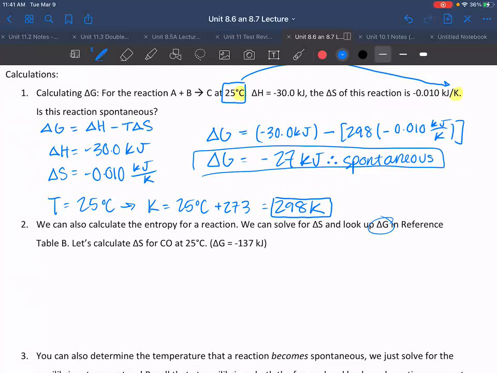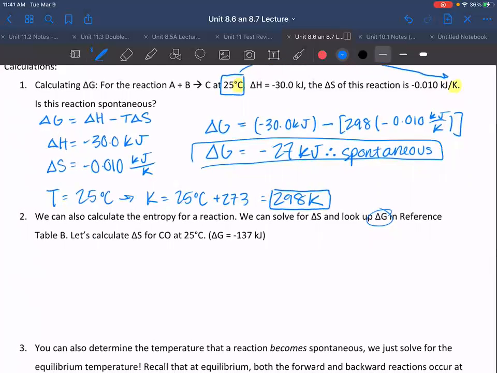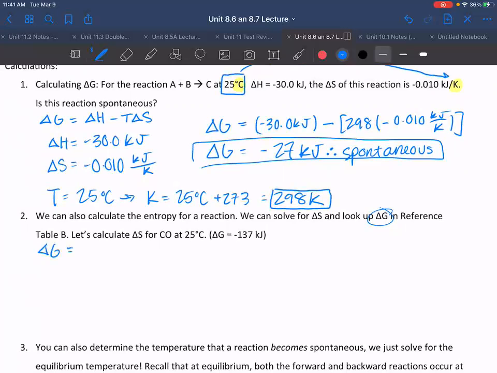So first thing we're gonna do is rearrange the equation solving for delta S. So we have delta G is equal to delta H minus T delta S. I'm going to circle the term I'm solving for just to keep track of it. We're going to add T delta S to both sides.